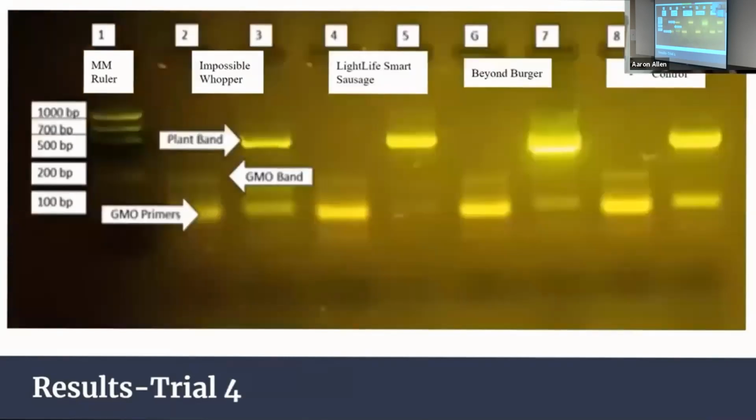So then in trial 4, once again, we have our ruler. The shell was a little different. It was the same material, but it traveled a little bit differently, different size. So that's why the pictures look so different. Here's our negative control. Once again, we can see they're all plant materials, but there's no GMO bands anywhere except for here in the Impossible Whopper category. So this shows the Lightlife Smart Sausage and the Beyond Burger are both non-GMO.